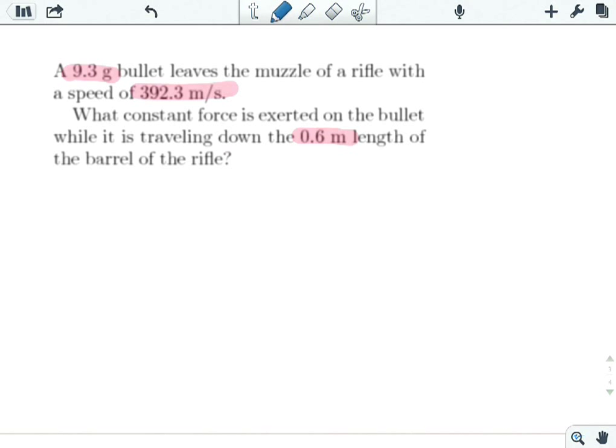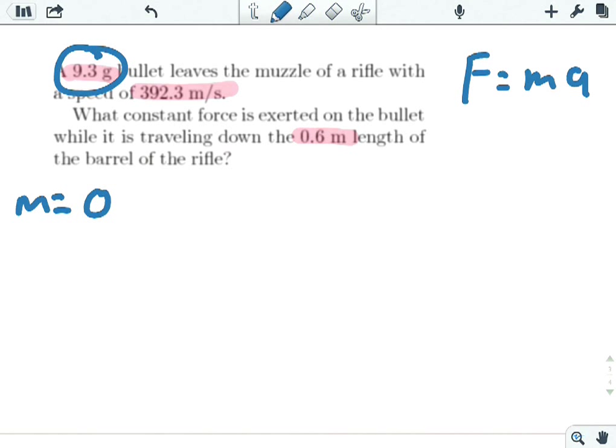What we're trying to do is figure out what the force is. Now remember, force equals mass times acceleration. We have the mass, okay? It's in grams. We can convert that to kilograms just by dividing by 1,000. And so we're going to have a mass of 0.0093 kilograms. And that's our mass.